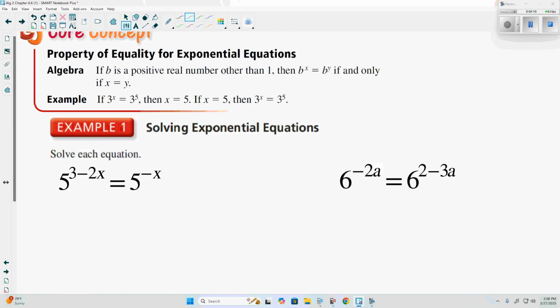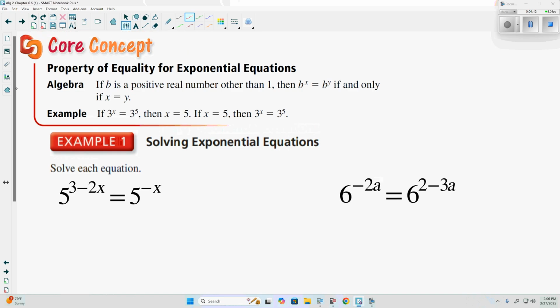What we're looking at today is solving. Today is going to be our first day of solving logarithmic and exponential equations. Now, the book calls this property of equality for exponential equations. Another term for this property is the 1-to-1 property.